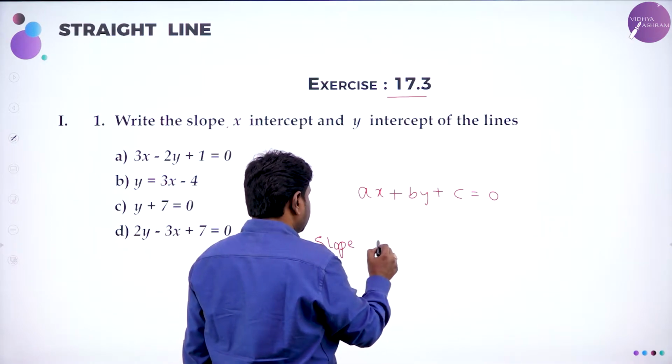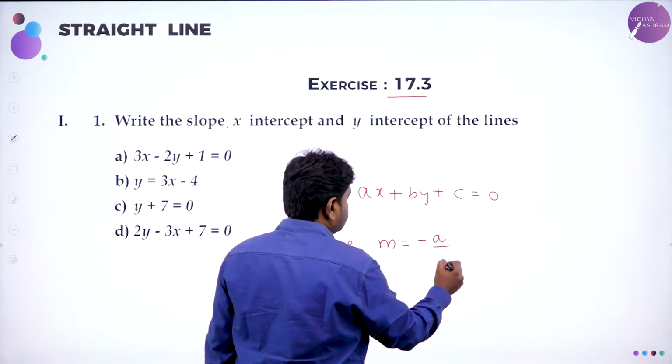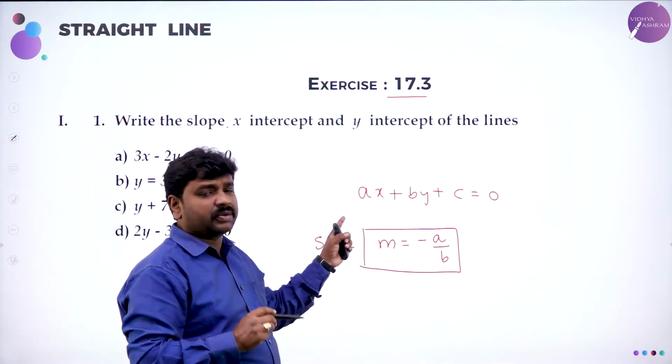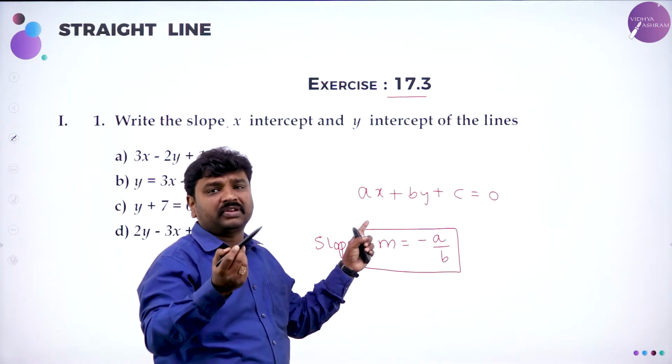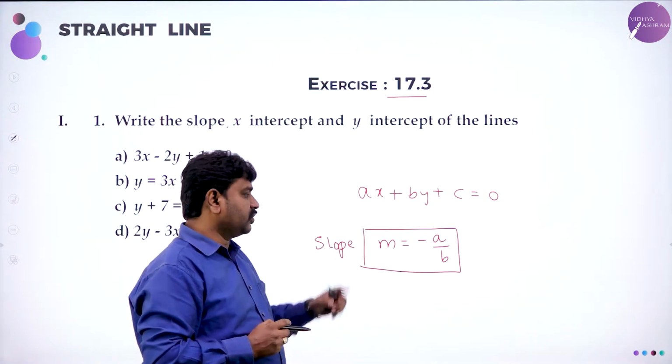Slope is m. M is minus a by b. What is the slope of this line? Minus a by b. Dear students, actually we'll get this by rearranging the line in y is equal to mx plus c form, slope intercept form. So don't waste your time rearranging, directly you can do this.